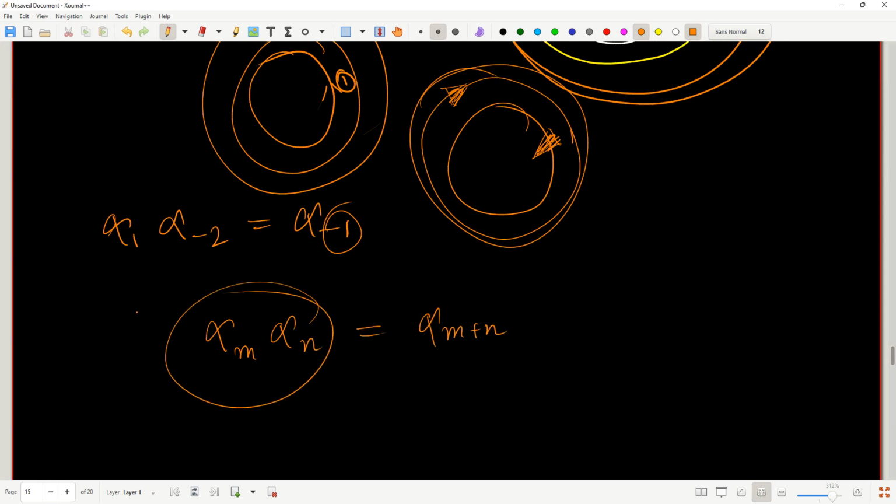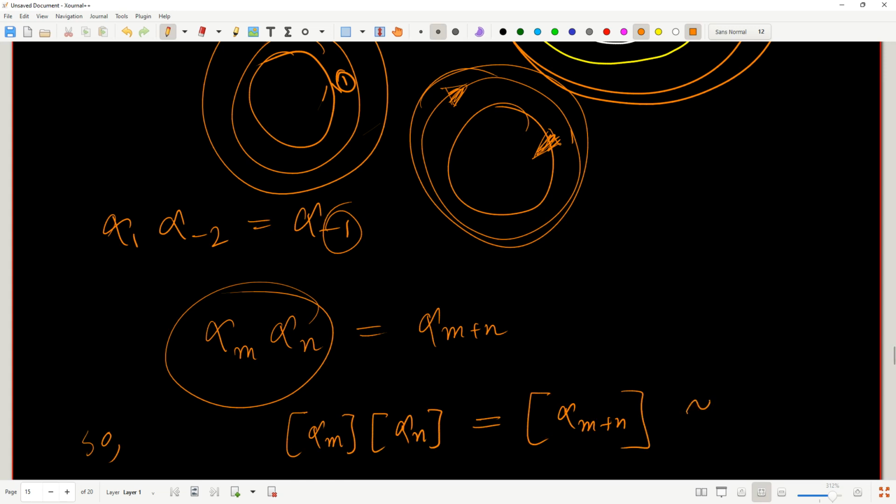And since our earlier discussion showed us that if we have the products of loops, then that product naturally defines the product between their equivalence classes as well. So with that in our hand, we finally denote the product of two equivalence classes as alpha m plus n. And this is isomorphic to the group of integers, because you can think of it like this.